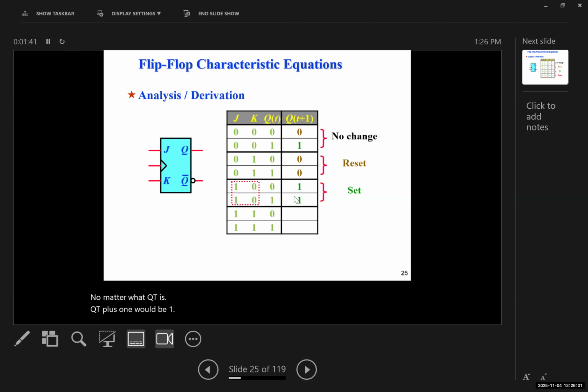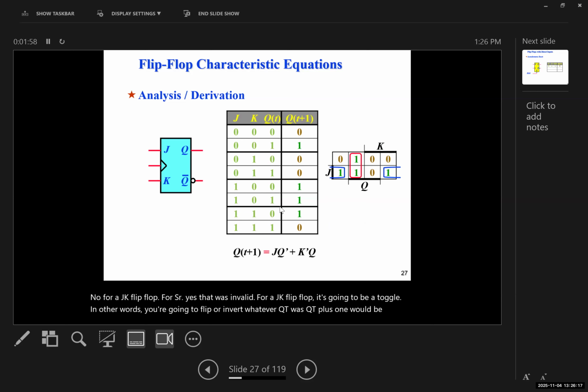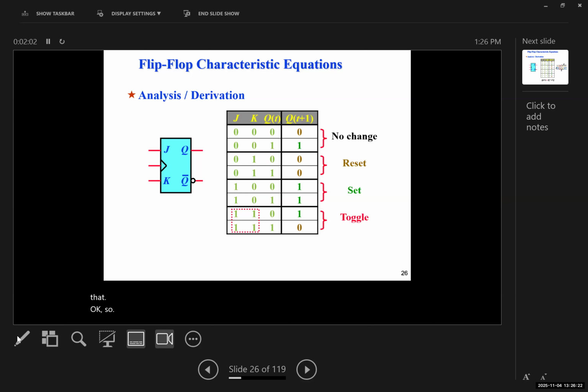Now, what happens if J and K are both 1? No, for a JK flip-flop, for SR, yes, that was invalid. For a JK flip-flop, it's going to be a toggle. In other words, you're going to flip or invert whatever QT was. QT plus 1 would be the inverse of that. Okay. So let me bring up my pen. So if QT is 1, QT plus 1 would be 0. And if QT is 0, QT plus 1 would be 1. So it's going to be the invert of that.